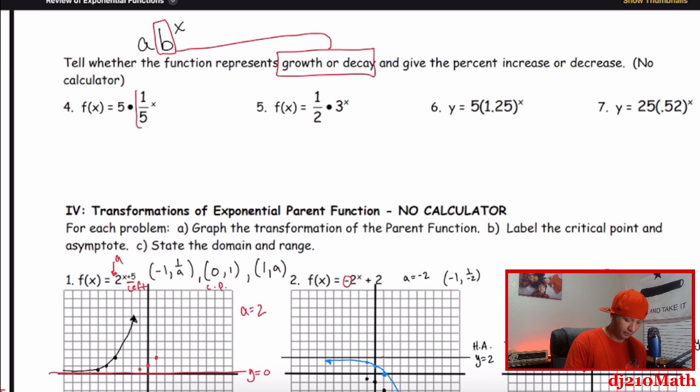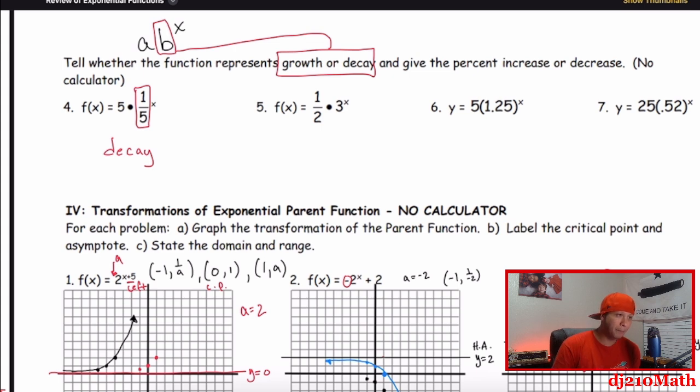So 1/5 represents the growth or decay factor. So is it growth or is it decay? Well, you got to compare it to 1. Is it less than 1 or is it more than 1? This thing is less than 1, so this is definitely decay. But not only is it decay, we need to say what percent is the decrease. So I need a percent. 1/5 is 0.2. If you don't know, now you know. Think about it: 2, 4, 6, 8, 10. There's 5, so each fifth is 0.2.